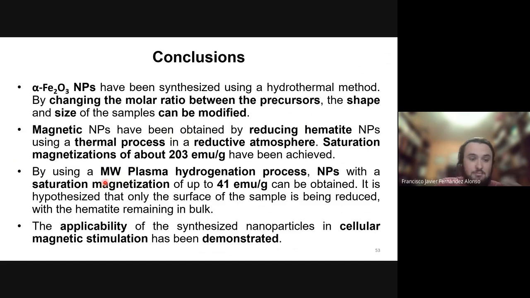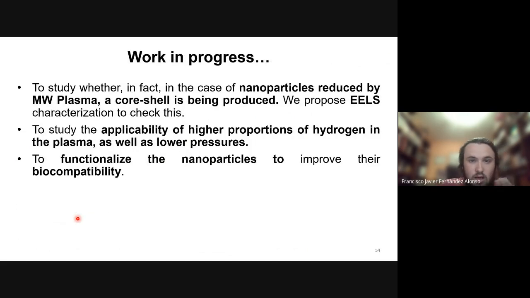Because of the color of the nanoparticles, which is metallic, we think that only the surface of the sample is being reduced, with hematite remaining in bulk. And also the applicability of the synthesized nanoparticles in cellular magnetic stimulation has been demonstrated. We have some work in progress.